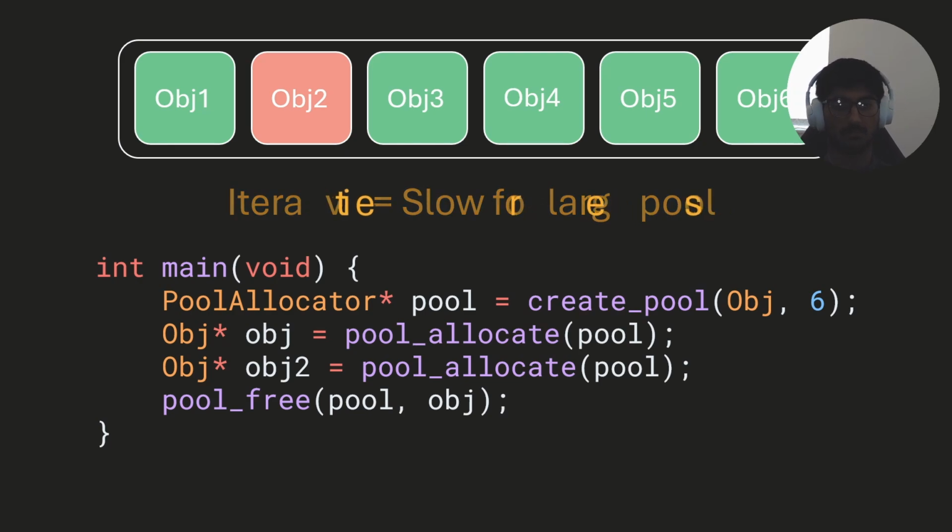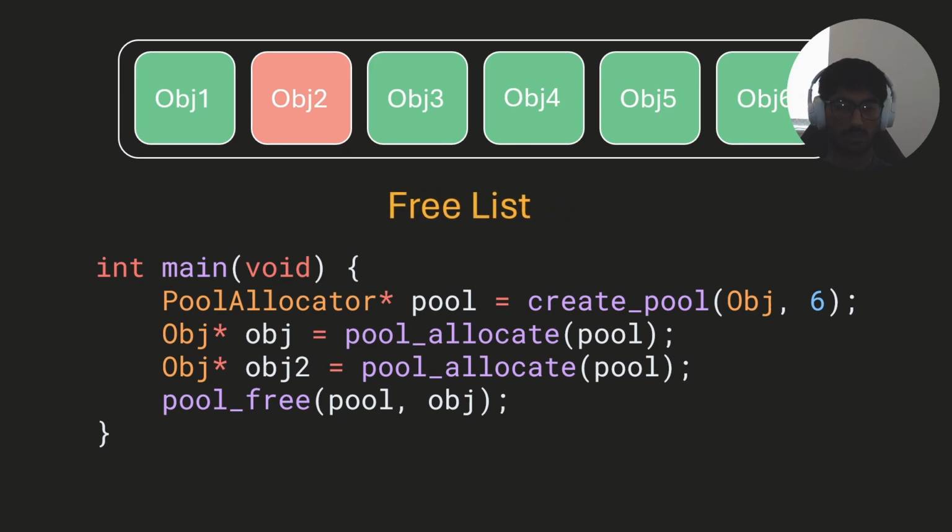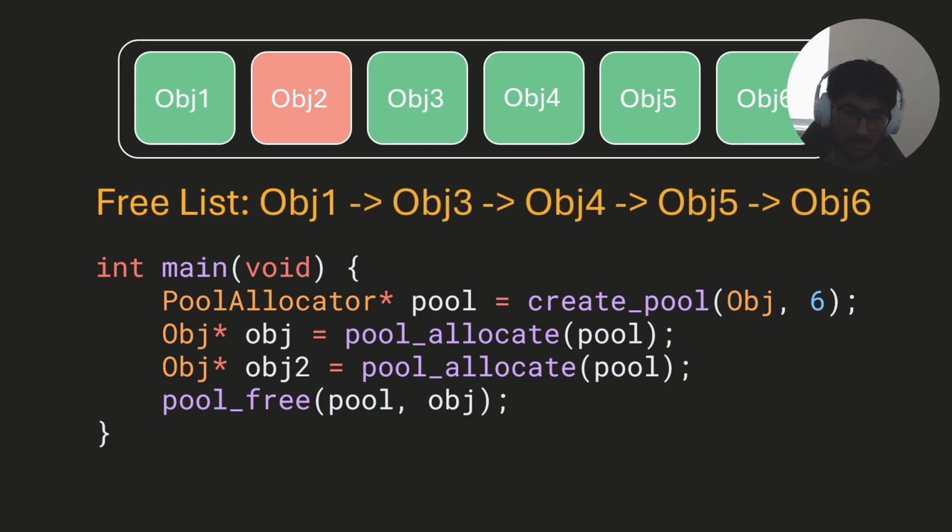Now what's the alternative? Well, we can use something called a free list. A free list is just a linked list which keeps track of all the free objects inside of the pool.